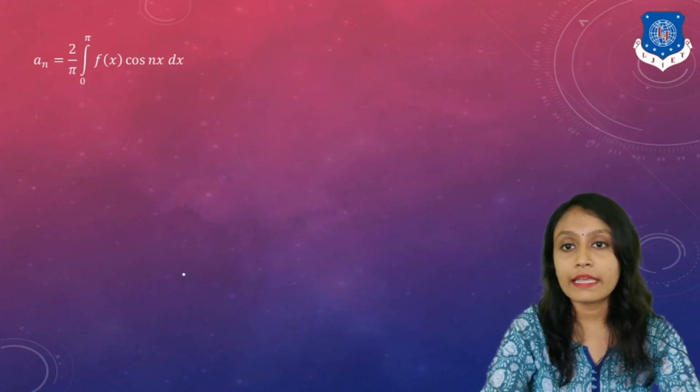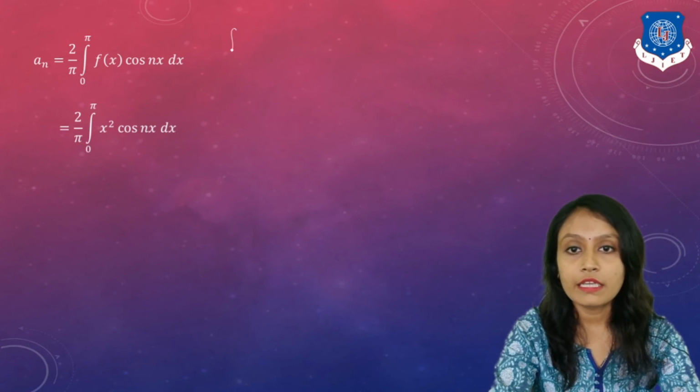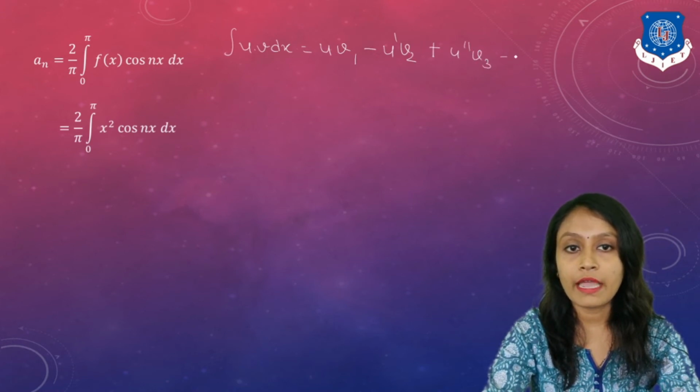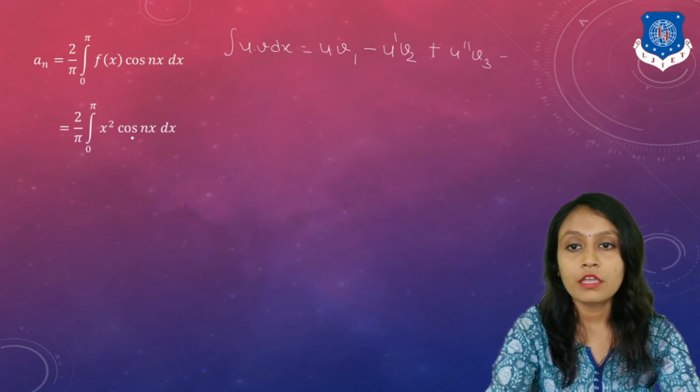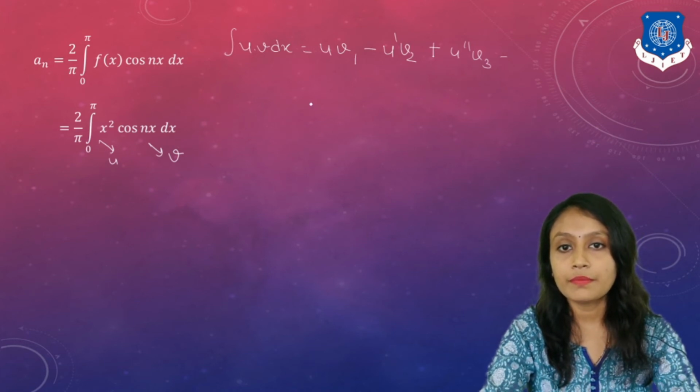Now let's discuss an. So an is what? 2 upon pi integration 0 to pi f of x cos nx dx. Substitute the value of f of x, that is x square. Now here we have to apply integration of u dot v dx, the Leibniz rule. So the formula is what? u v1 minus u dash v2 plus u double dash v3 and so on. Here u is what? x square, and v is what? cos nx.